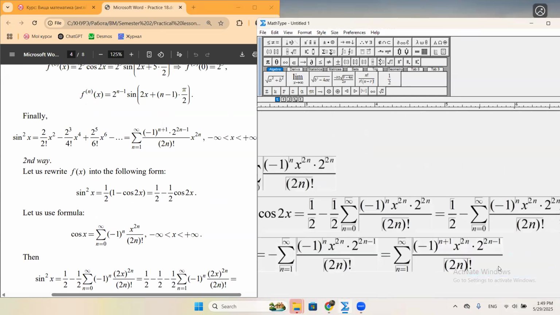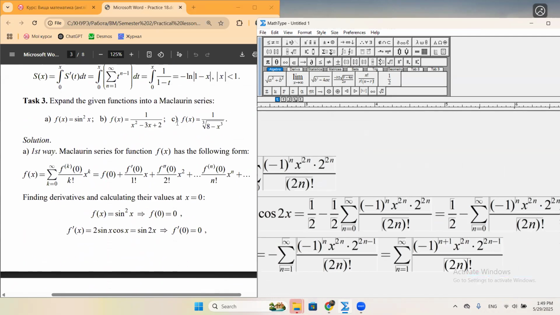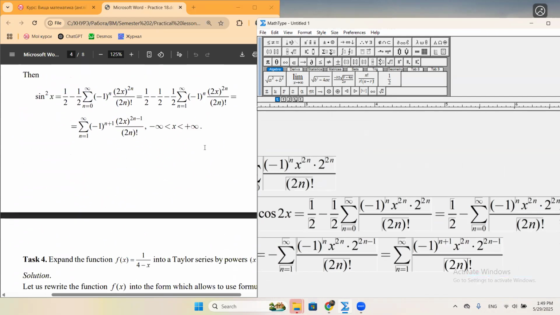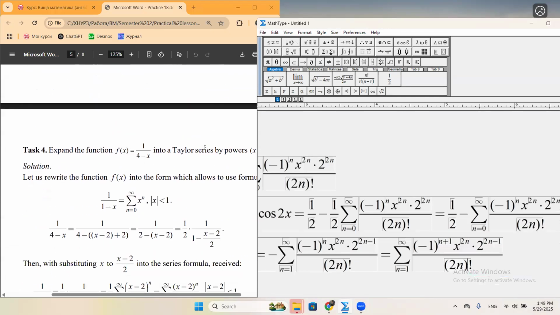Any questions about this exercise? Okay, if no questions, these B and C examples, these exercises, will be for your home task. So you will do it on your own.